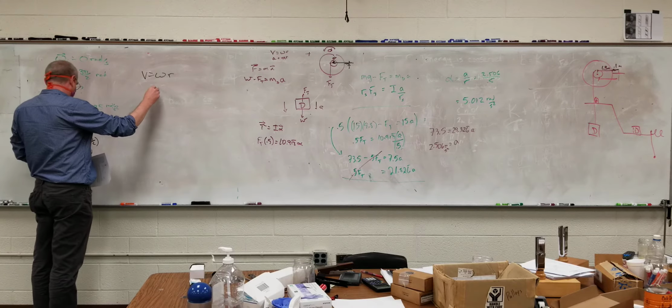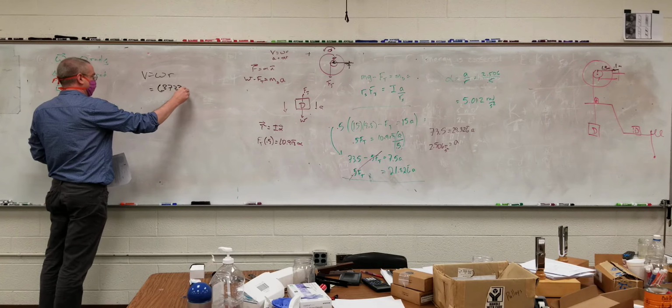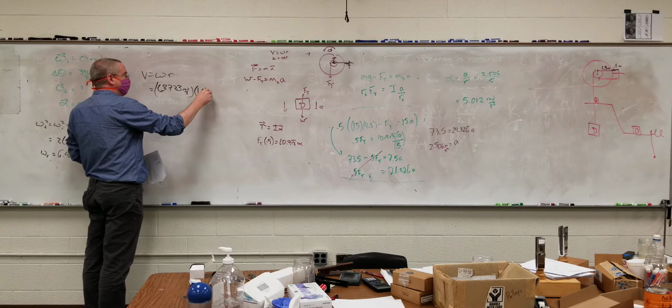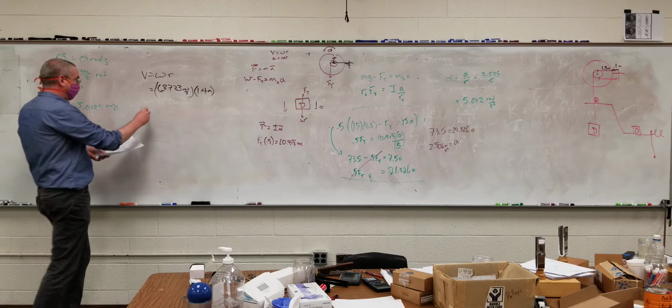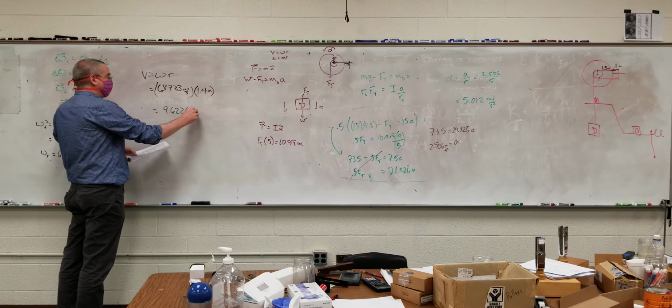So V is going to be equal to 6.8733 radians per second times 1.4 meters. It's how far the center of mass is, and I specifically say in the problem, center of mass, how far the center of mass is from the axis of rotation. They get 9.6226 meters per second.